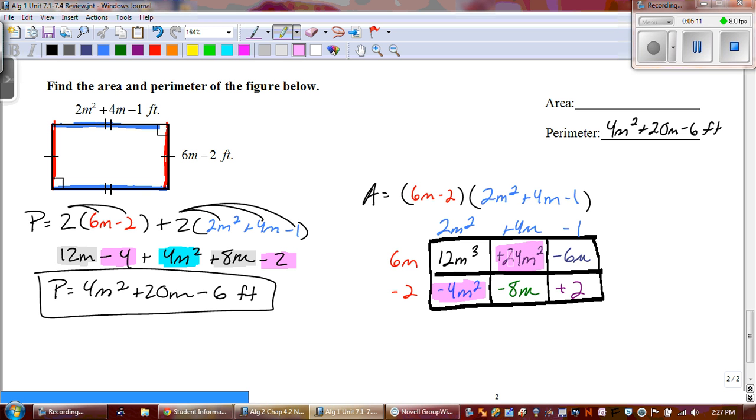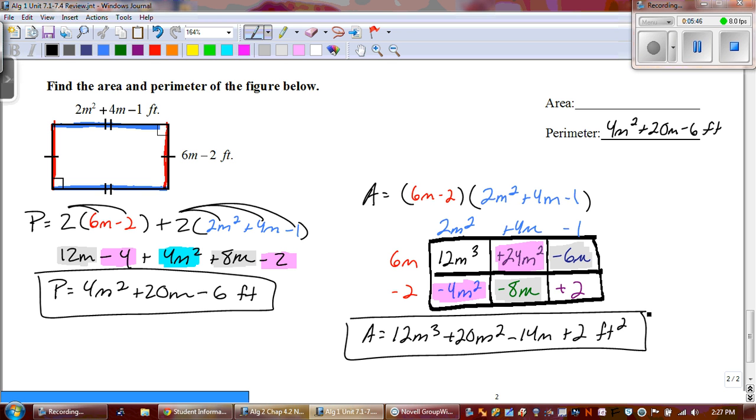Okay? And now let's look for like terms. 4m squared and 24m squared, and then we have negative 8 and negative 6. So when we start combining our like terms, we have that the area equals 12m cubed. And now 24 minus 4 is positive 20m squared. Negative 8 minus 6 would be negative 14m, plus 2. And then remember, anytime we're talking about area, our units are squared. So that's where we get feet squared.